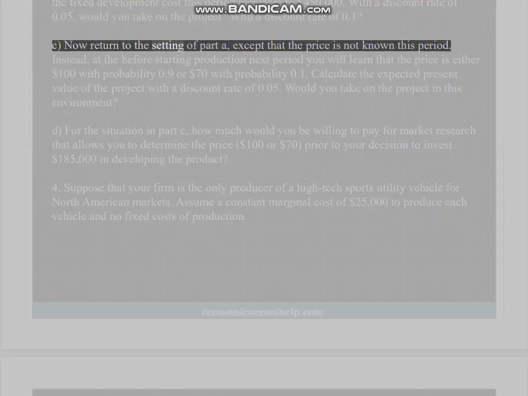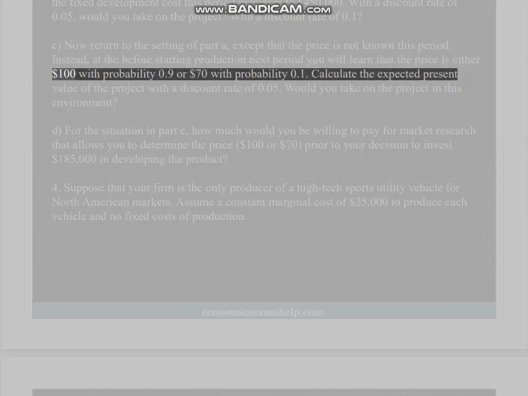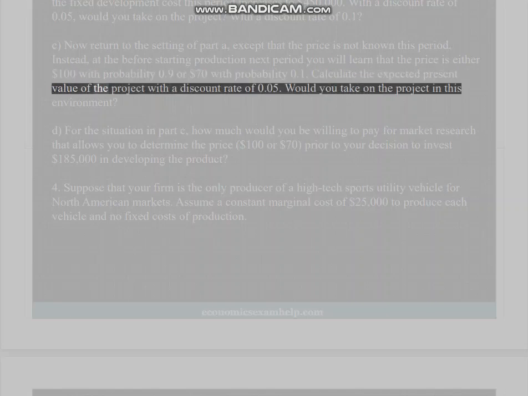C. Now return to the setting of Part A, except that the price is not known this period. Instead, before starting production next period you will learn that the price is either $100 with probability 0.9 or $70 with probability 0.1. Calculate the expected present value of the project with a discount rate of 0.05. Would you take on the project in this environment?